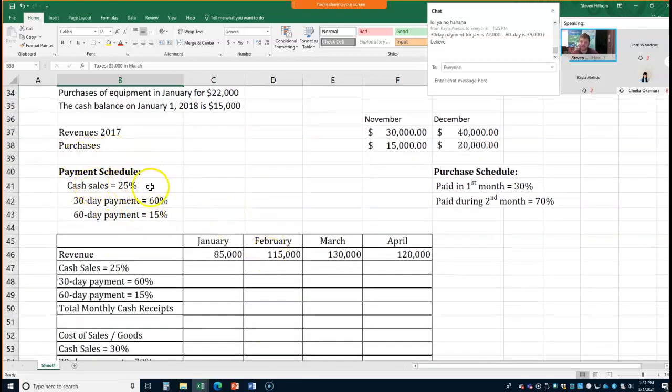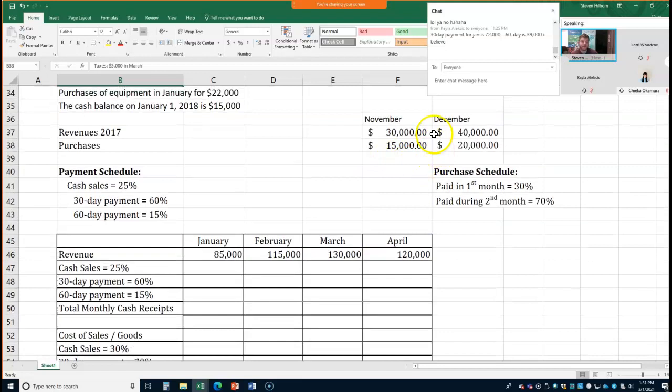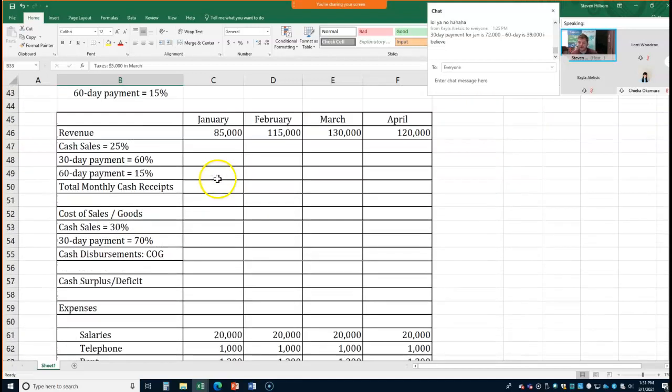So cash sales is 25, 60, 15, and purchases is 30 and 70. All of our revenues are right up here for us, so we don't have to keep scrolling up. And the past months, which we will need to find out some information on, are located right here. So you should be able to go.